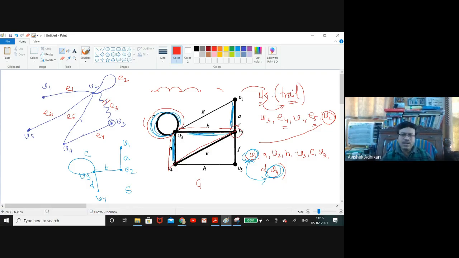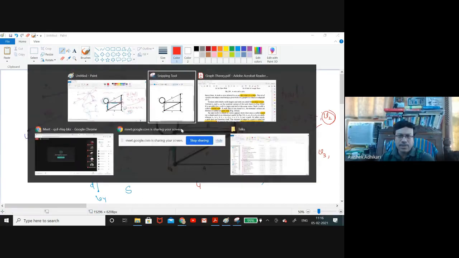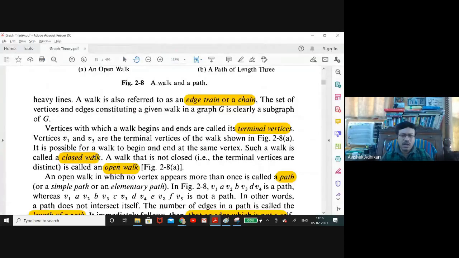So now you can understand the definition of a closed walk. That means if you have a walk that starts from a particular vertex and also ends at that particular vertex, the initial and the terminal vertices must be the same. That is known as a closed walk. A walk that is not closed, that is, where the terminal vertices are distinct, is called an open walk. So now you understand what we mean by an open walk.